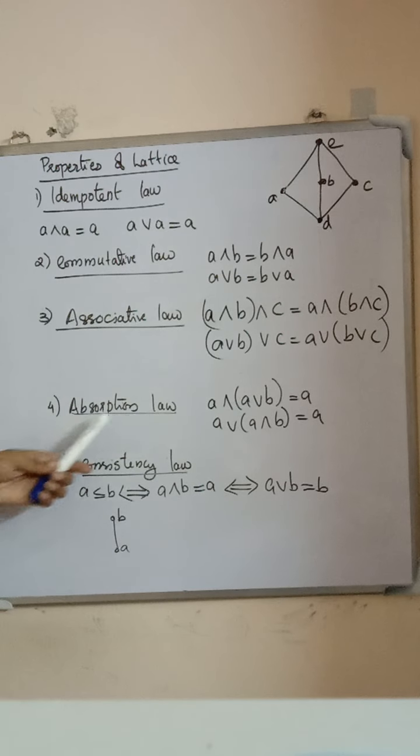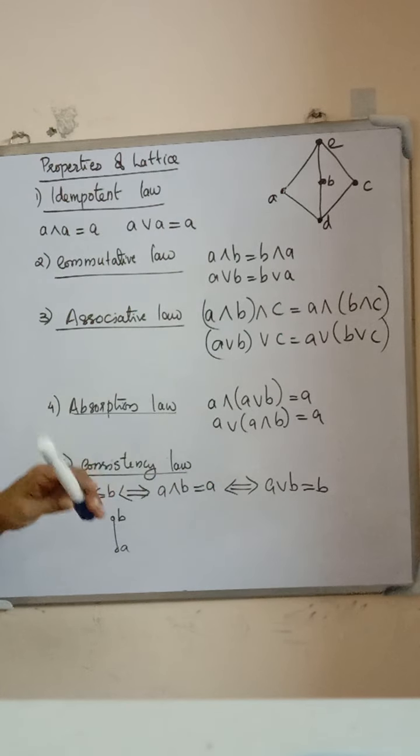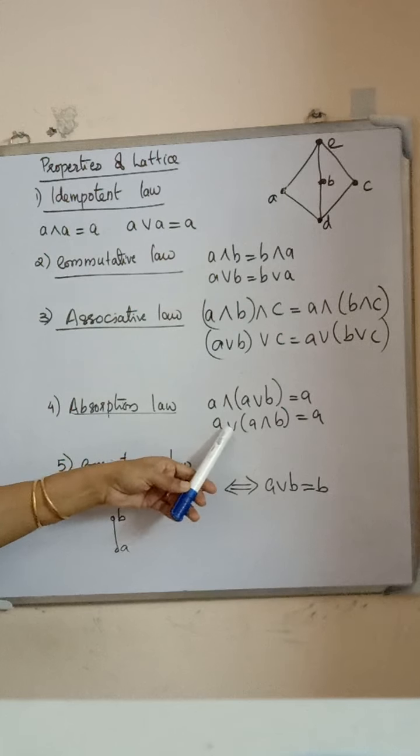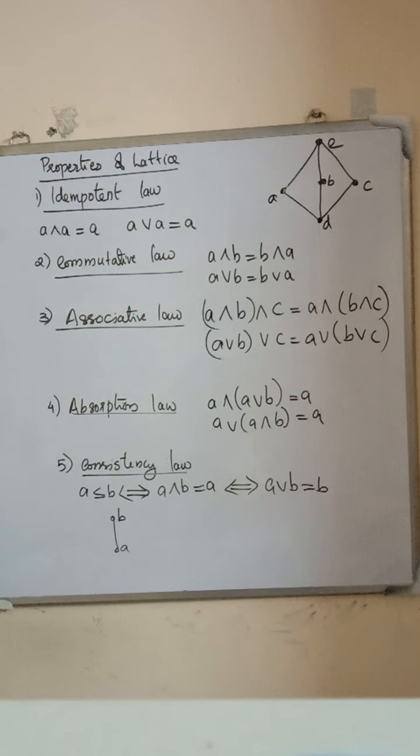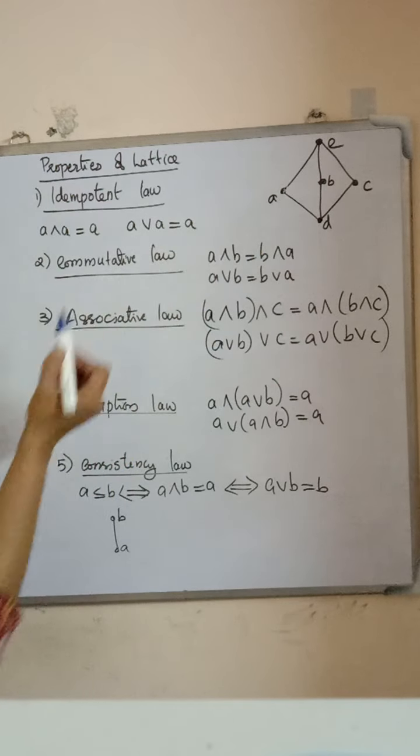Next is absorption law. Absorption law, that is A meet (A join B) is equal to A, and A join (A meet B) is equal to A. That is absorption law. Here we can also check the associative law with this example.